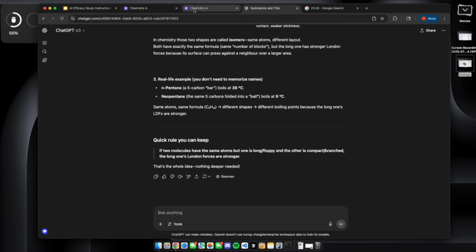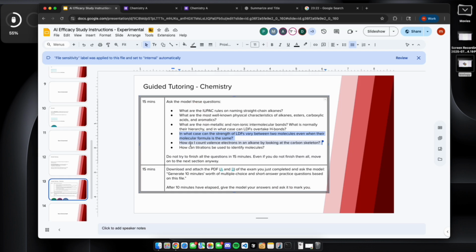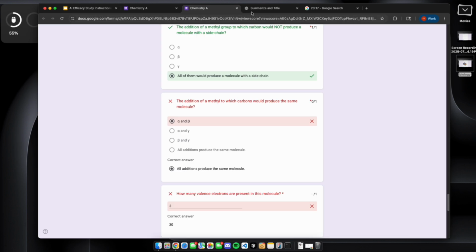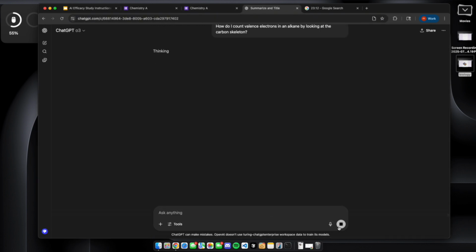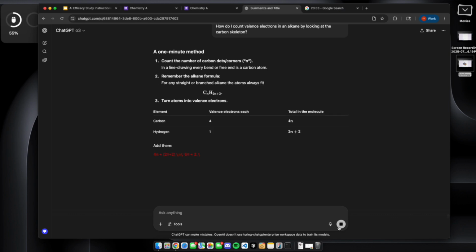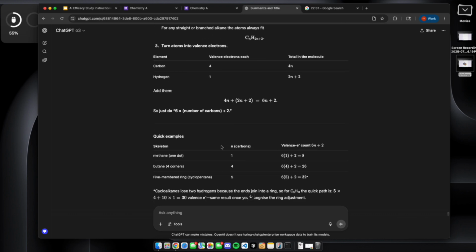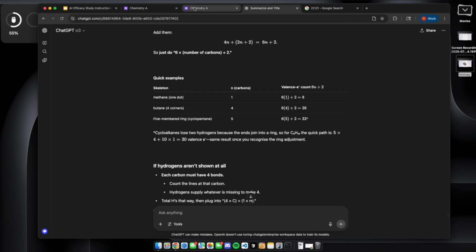Okay, that makes sense. I think we learned about this earlier. C to the n, H to 2n plus 2. Carbon has 4 valence electrons and hydrogen has 1. Okay, yeah, that makes sense.